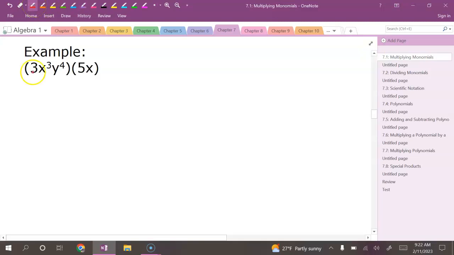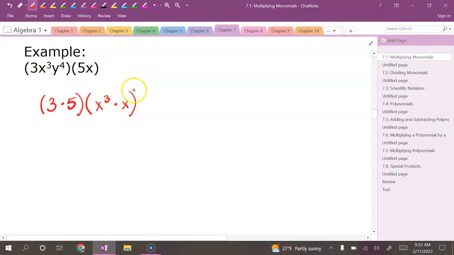So this next one here, we have 3 and 5. I'm going to group those together because those are my coefficients. Then I'm going to look at my bases. So I have x to the third and x over here. So I'm grouping those together.